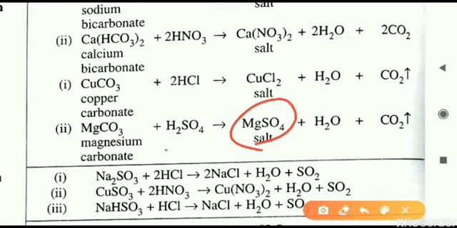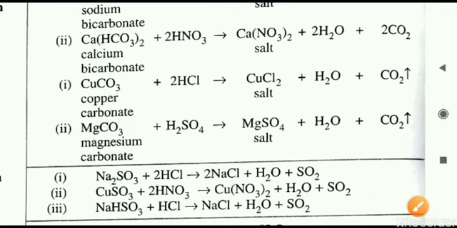Remaining thing, what is there? Remaining thing is H2 and CO3. H2CO3 will not form. What will form? H2O and CO2, because H2CO3 is a weak acid.